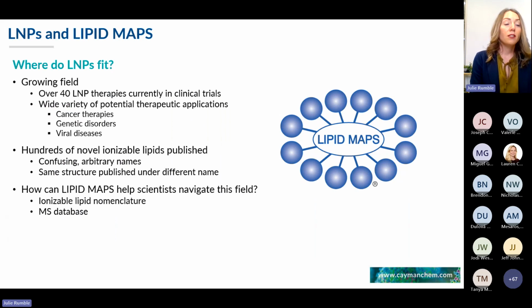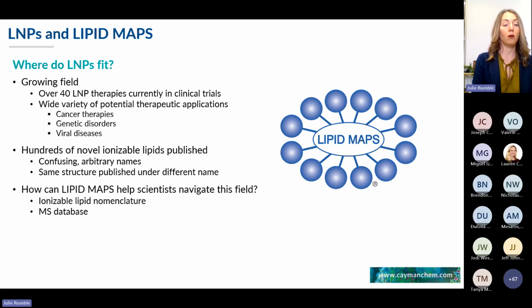This field is still in its infancy and has grown rapidly in the current decade, partially due to the success and global spotlight of the COVID-19 vaccines. In addition to the 3 current therapies, there are over 40 clinical trials utilizing LNP technologies for a wide variety of applications, including cancer therapies and genetic disorders, along with viral diseases.